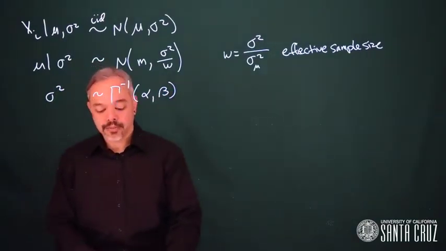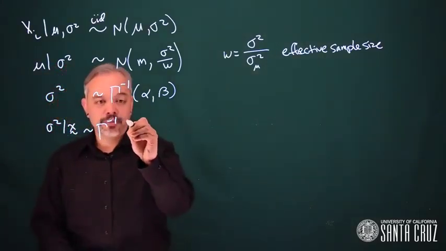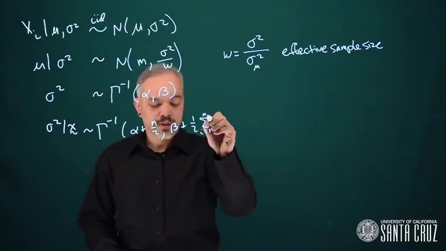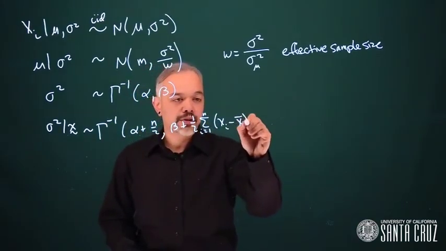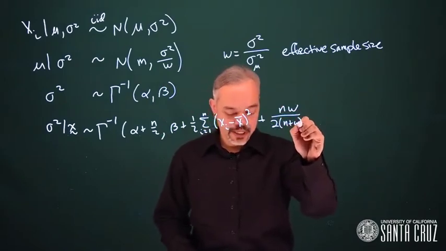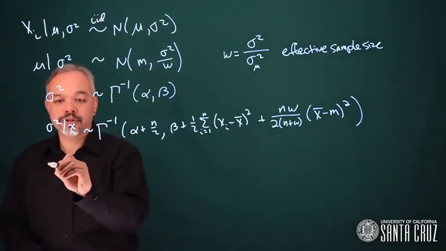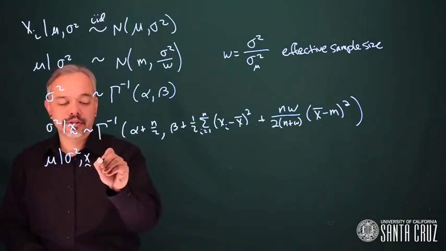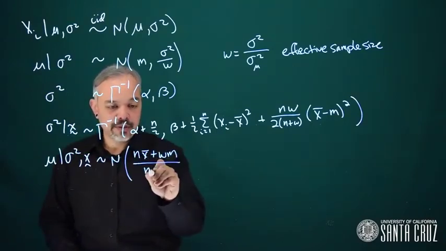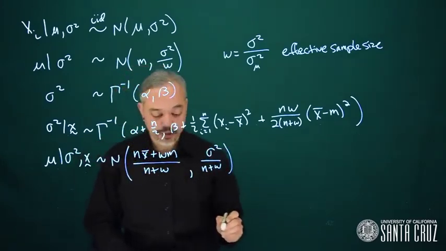Lots of calculations later, we can get a posterior. Sigma squared, given x, follows an inverse gamma distribution with parameters alpha plus n over 2 and beta plus 1/2 times the sum of (x sub i minus x bar) squared plus n times w over 2 times (n plus w) times (x bar minus m) squared. The posterior distribution for mu, given sigma squared, follows a normal distribution with mean (n x bar plus w m) over (n plus w) and variance sigma squared over (n plus w). So it explicitly depends on sigma squared.